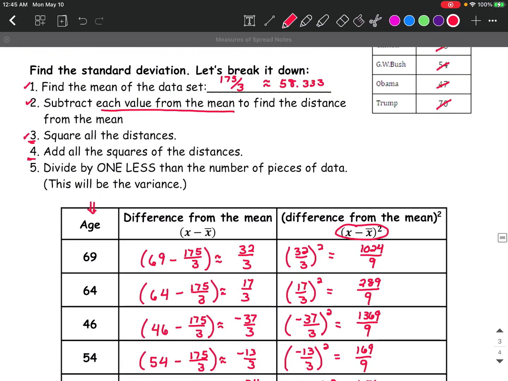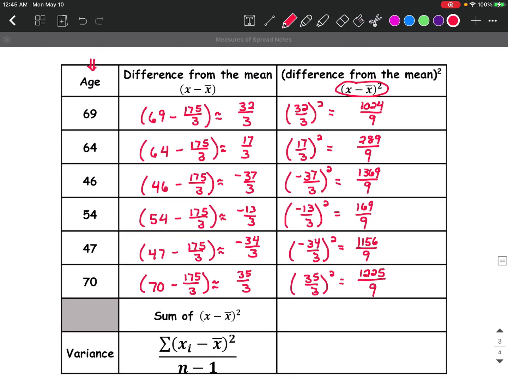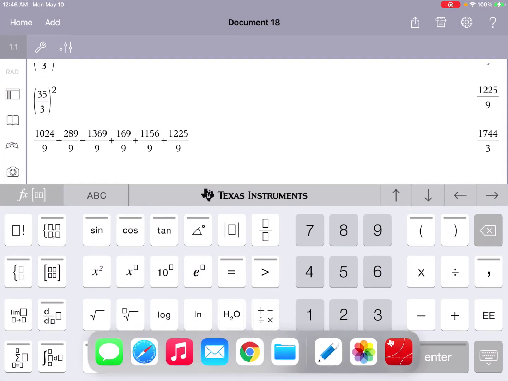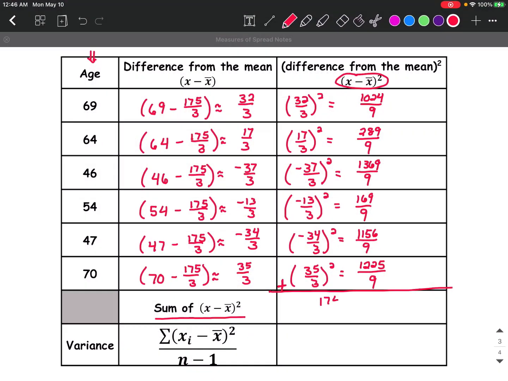Now we have to add all the squares of the different distances. So we have to add up that whole column. We're going to take this whole column and add it all up. That's the sum of the distances squared. All right, handy dandy calculator, here we come. Phew, okay. 1744 over 3. Now we have to take that number and divide by n minus 1.